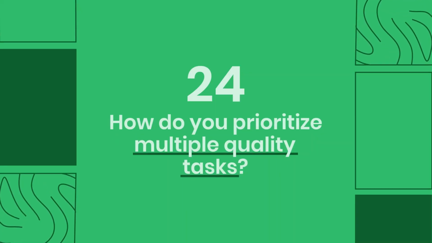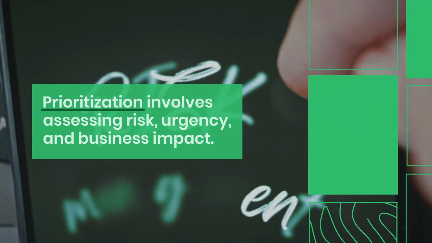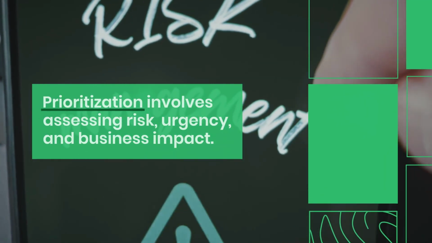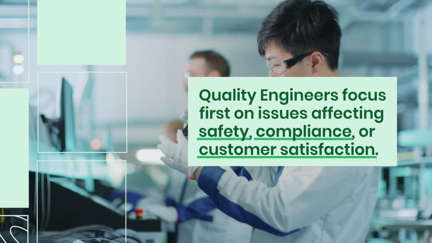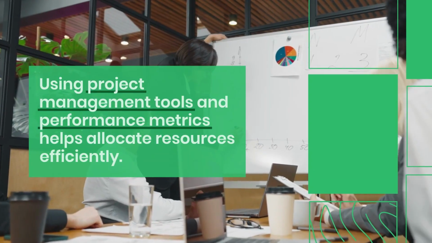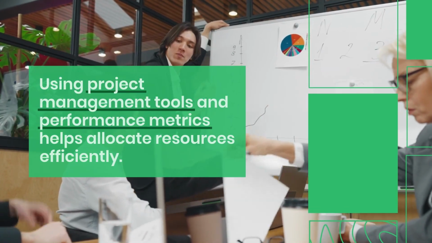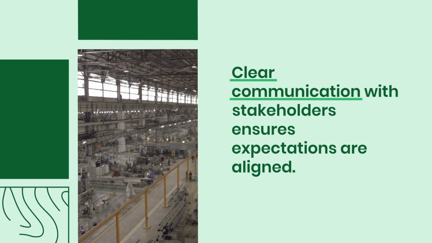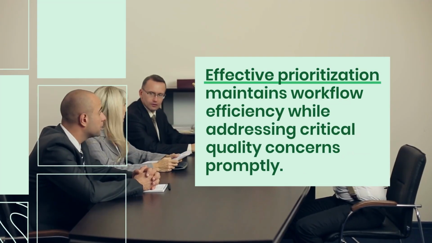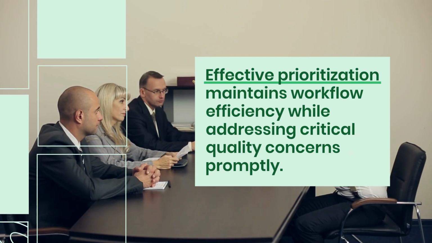24. How do you prioritize multiple quality tasks? Prioritization involves assessing risk, urgency, and business impact. Quality engineers focus first on issues affecting safety, compliance, or customer satisfaction. Using project management tools and performance metrics helps allocate resources efficiently. Clear communication with stakeholders ensures expectations are aligned. Effective prioritization maintains workflow efficiency while addressing critical quality concerns promptly.